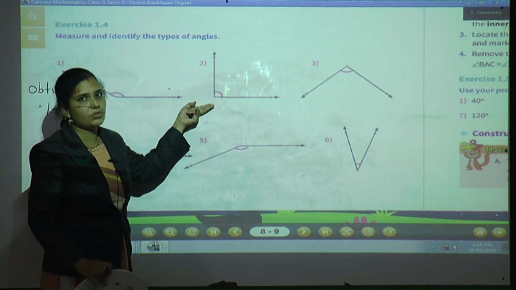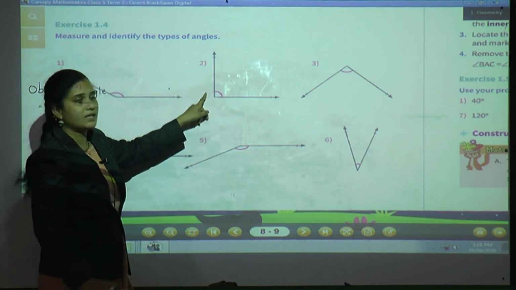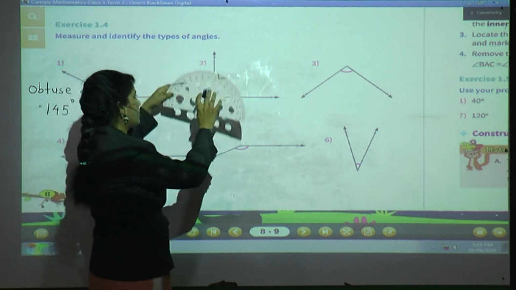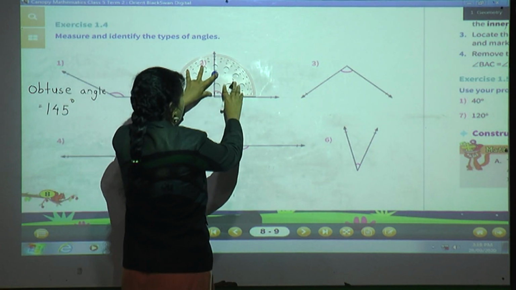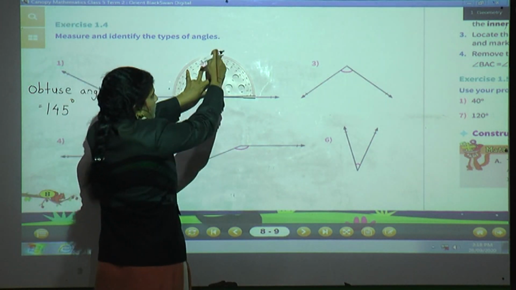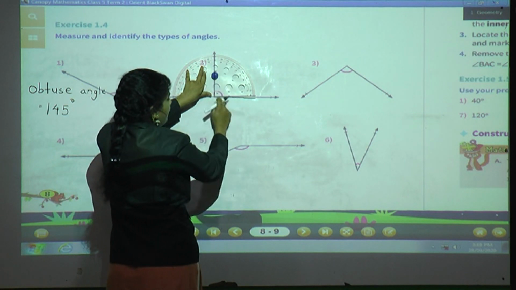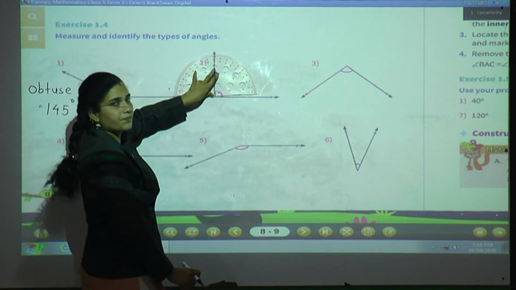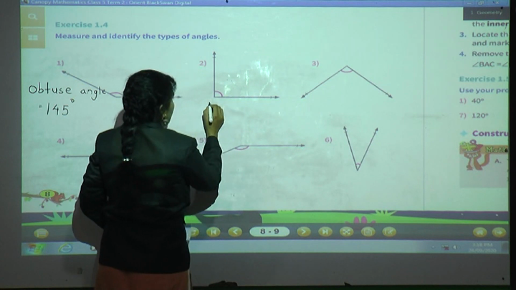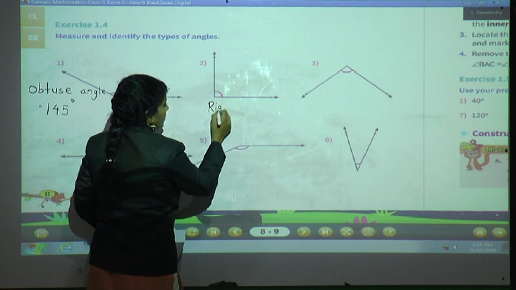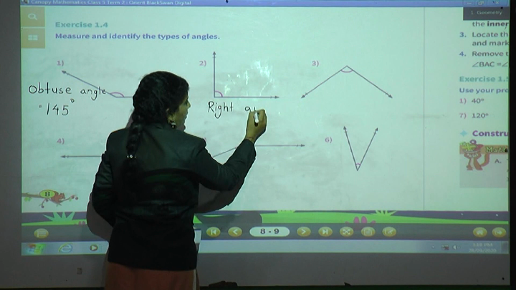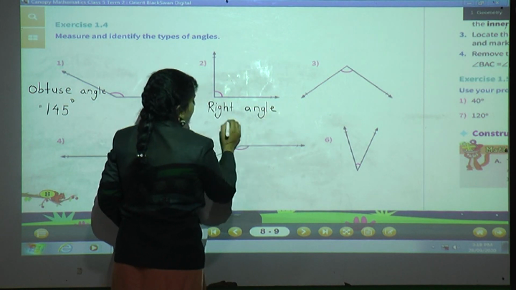Now second one, you can identify it. No need to use a protractor, it is a right angle. See students, place your protractor on the vertex. See the angle, here is the angle, and the answer is 90 degree. The right angle stands for 90 degree.